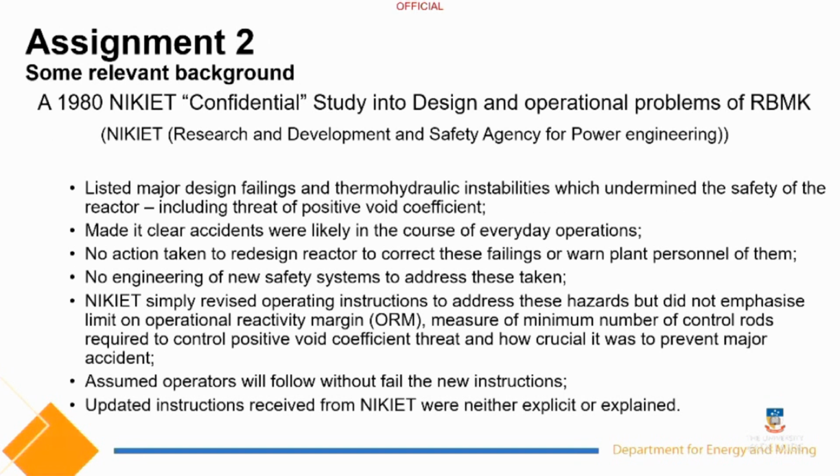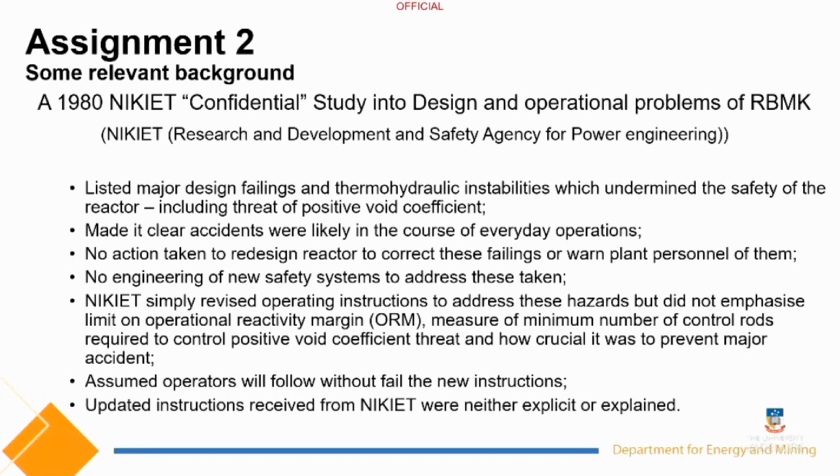So, in 1980, a confidential study into the design was undertaken. It listed major design failings and thermohydraulic instabilities, which undermine the safety of the reactor, including the threat of positive void coefficient. It made it clear accidents were likely in the course of everyday operations. No action was taken to redesign the reactor to correct these failings or warn plant personnel of them. No engineering of new safety systems to address these was taken into account.